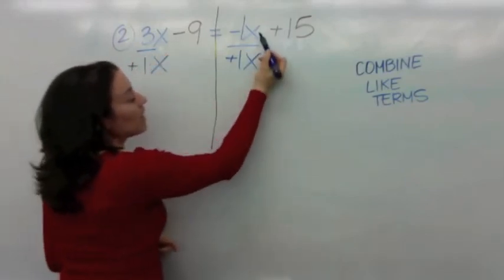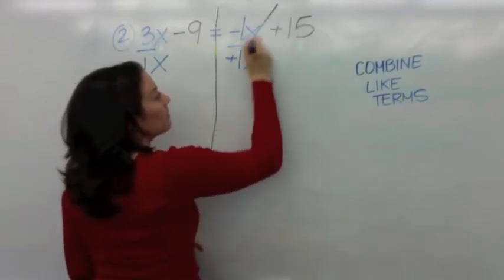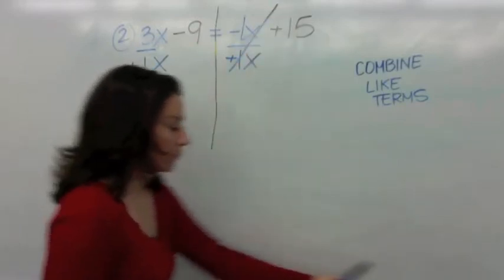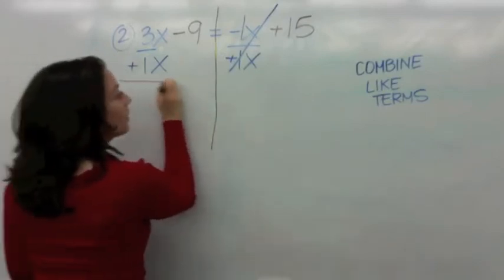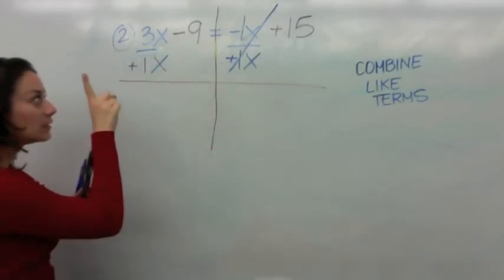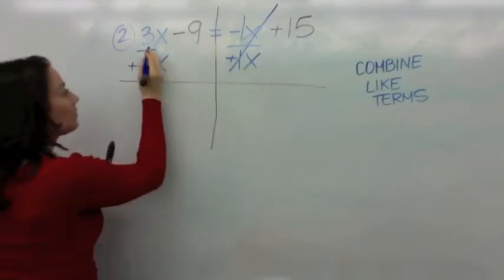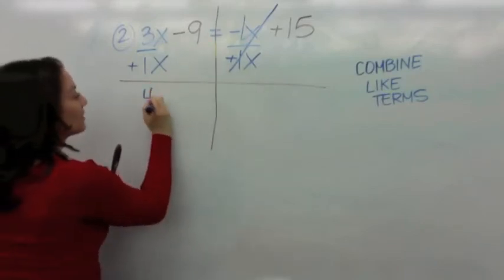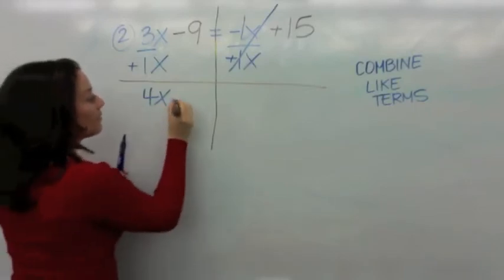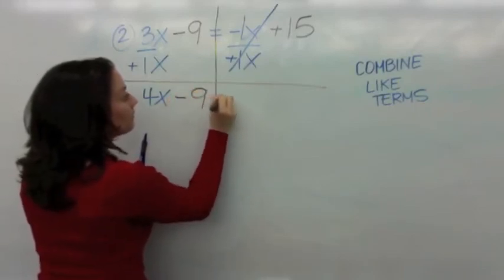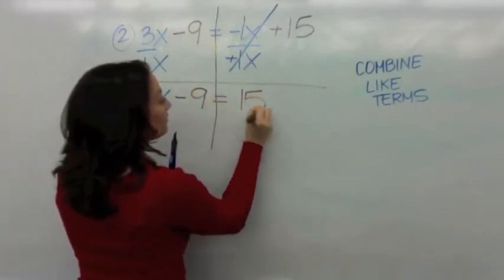Okay, so you have -1x and +1x make 0. You have your T-bone right here. It's your first T. The first T, you're combining these terms. 3x and 1x make 4x. That's good. Then you bring down the numbers. You have -9 equals 15.